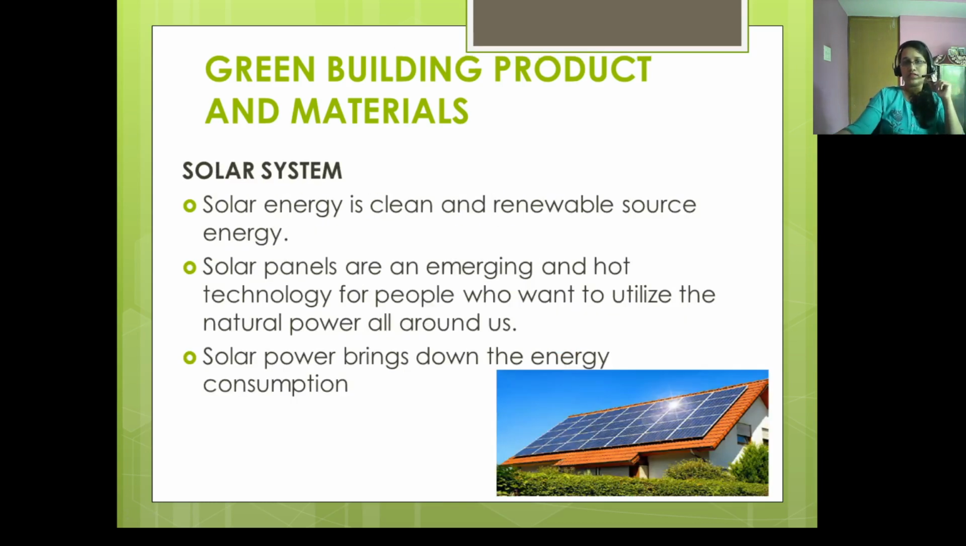Coming to the next, solar panels. Now, solar panels are an emerging technology for people who want to utilize the natural power around us. This solar power will bring down the energy consumption, and we also know that solar energy is a renewable source of energy. With this I come to the end of this lecture.